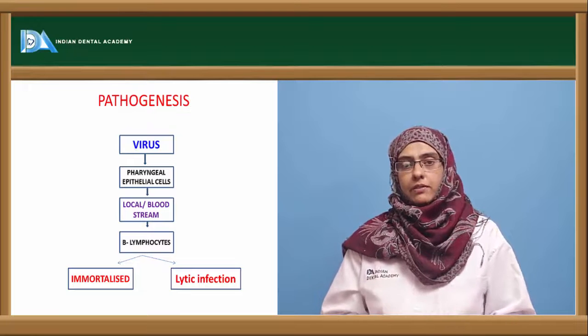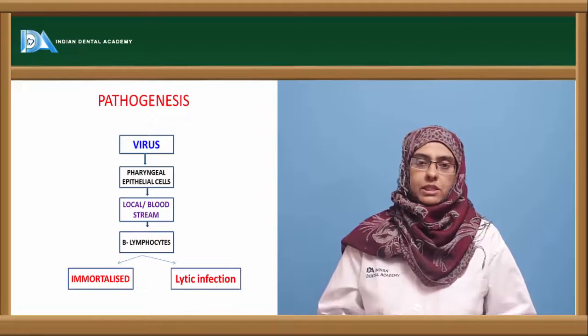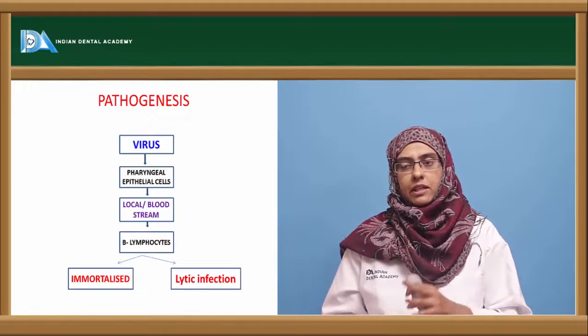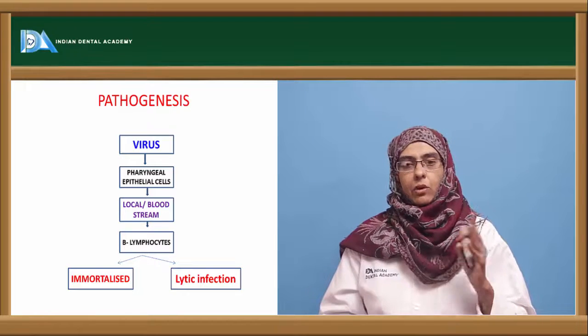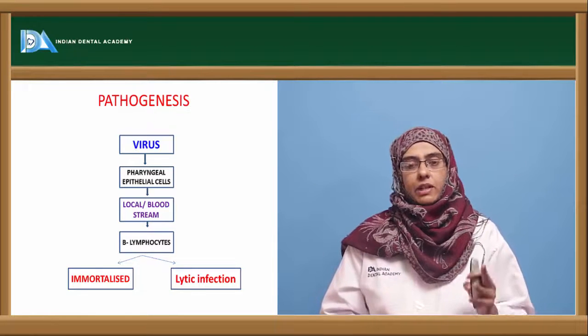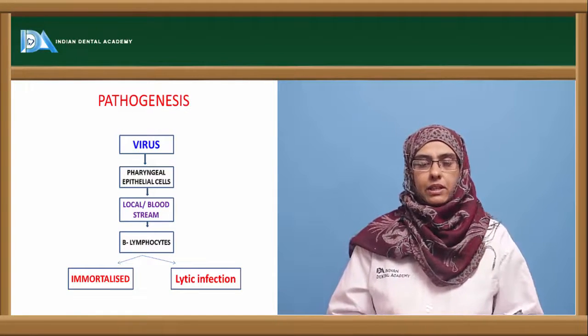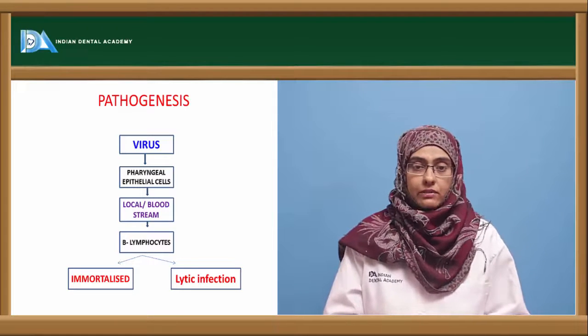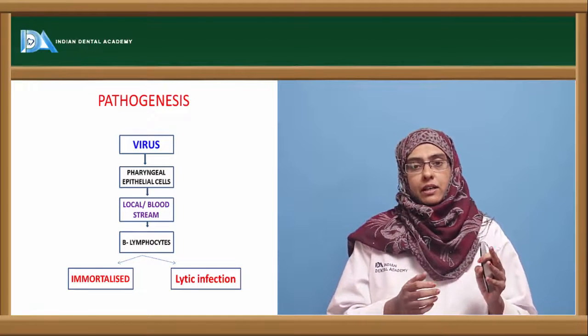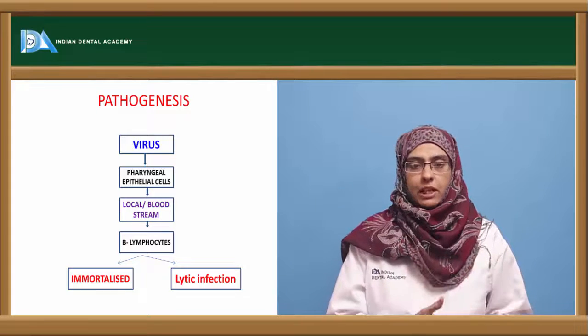Once they attack the B lymphocyte, they can bring about two changes in the B lymphocyte. One is they can make the B lymphocyte an immortalized one. They attack the B lymphocyte, become latent in the B lymphocyte and cause polyclonal activation of the B lymphocyte and make the B lymphocyte an immortalized one.